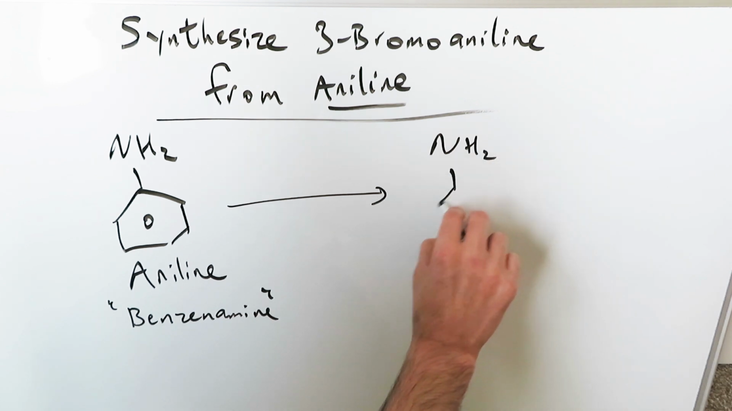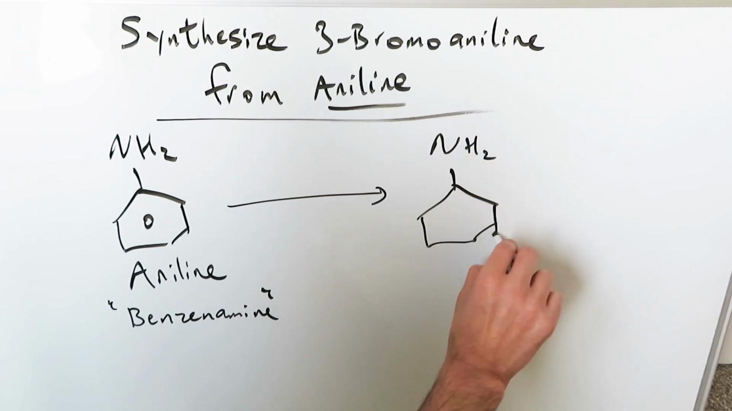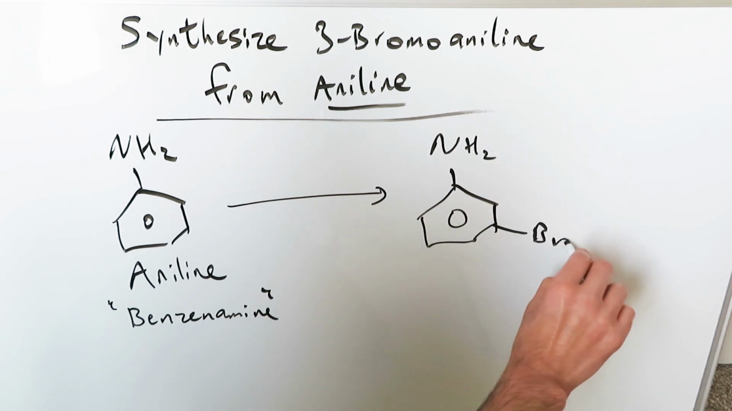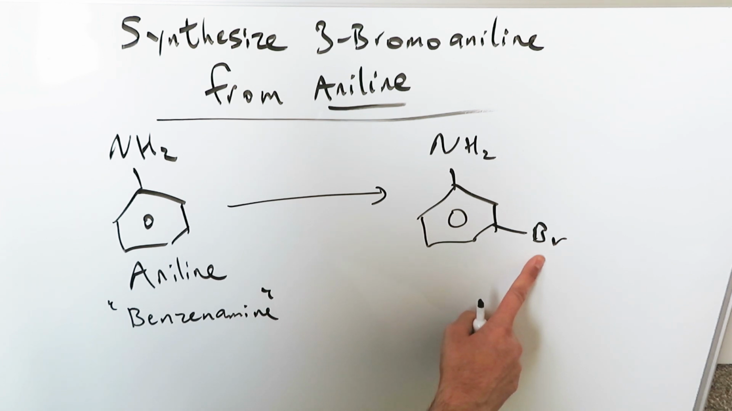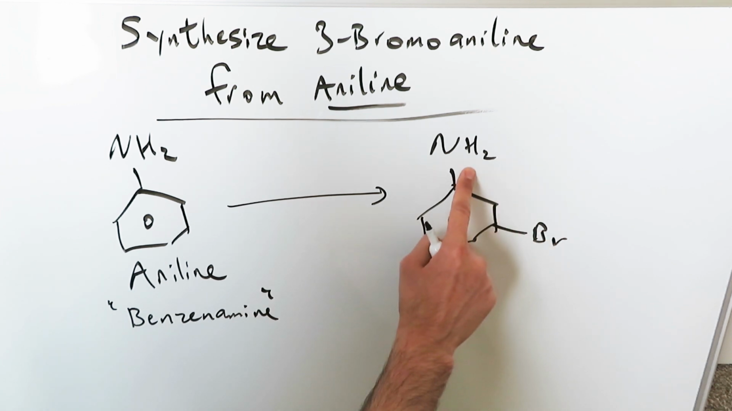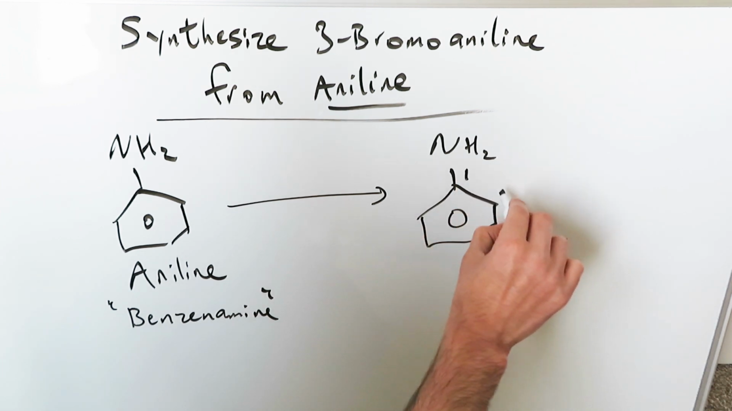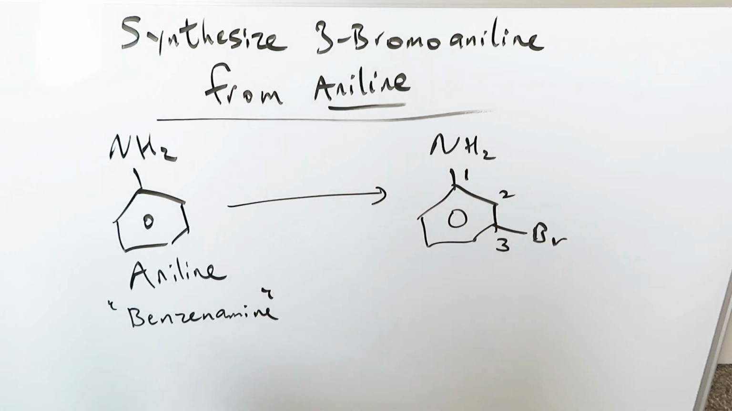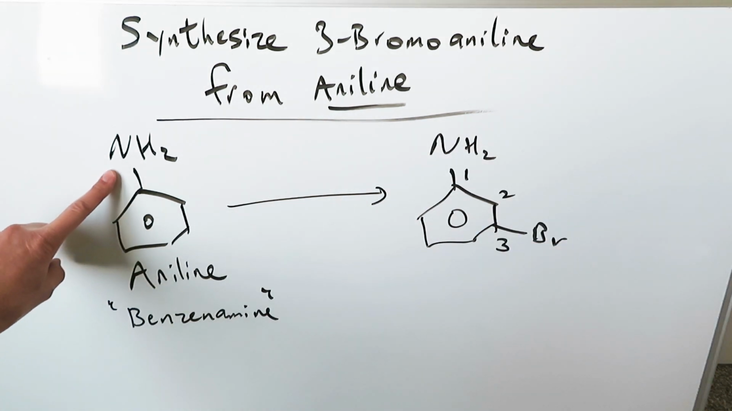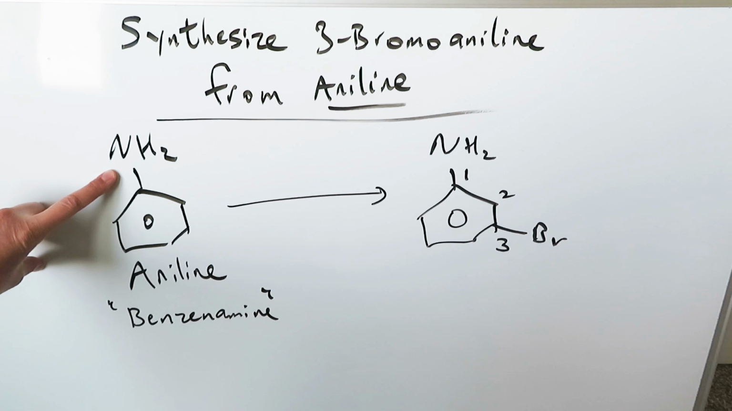And how would we do that conversion? This is what we're looking at here. Bromine right over here. 3-bromoaniline, or you can also call it 3-bromobenzene amine. This here is position 1, this is position 2, this here is position 3. Keep in mind this right here is a very strong ortho para director.